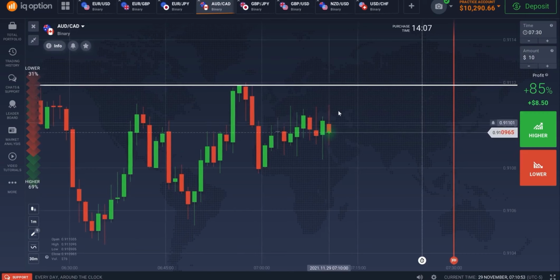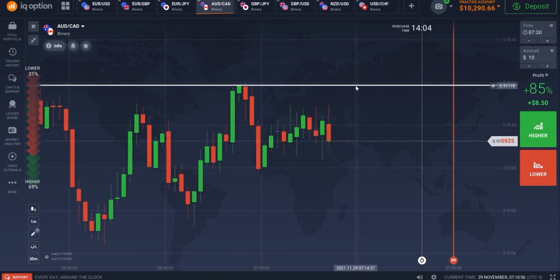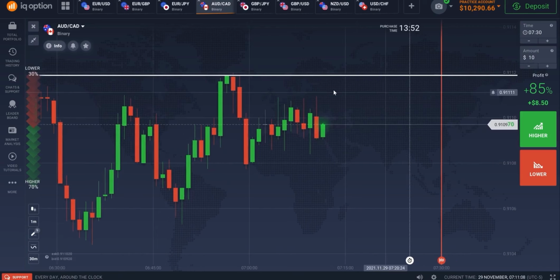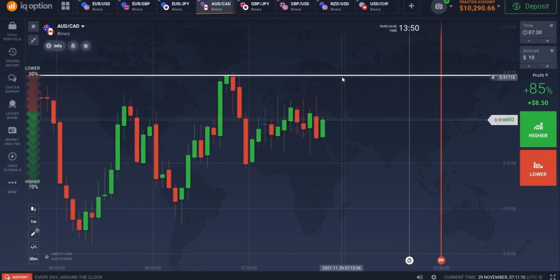Suppose the candles move up again and touch this line. Since we have a resistance level here, a line that has proven reliable in the past, we expect a trend reversal. But how can we be more certain that this will happen? This is where we need a confirmation candle. Now, what exactly is a confirmation candle?